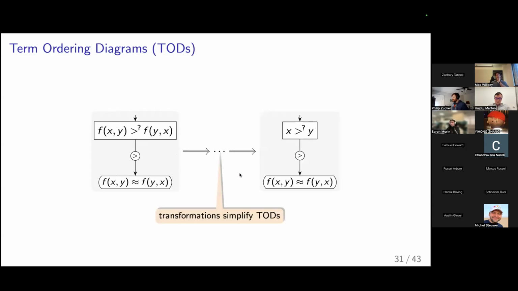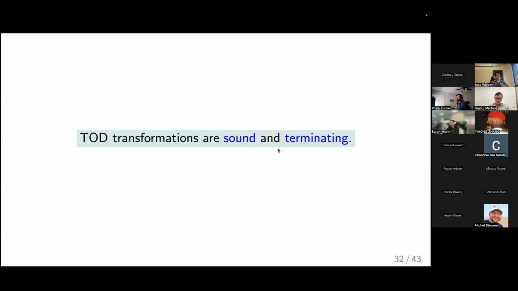Okay, and so there are also transformations that can simplify these term ordering diagrams. For example, for this term ordering diagram, we can get this term ordering diagram through the transformations, which is arguably a bit simpler. And these transformations are proven to be sound and terminating. Sound in the sense that they give equivalent term ordering diagrams in terms of term comparisons, and terminating, so we can reach kind of a normal form of a term ordering diagram if we apply them eagerly.